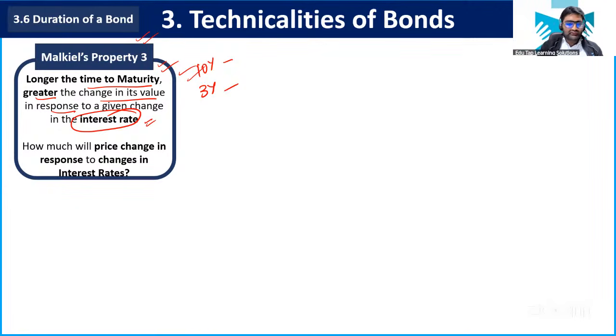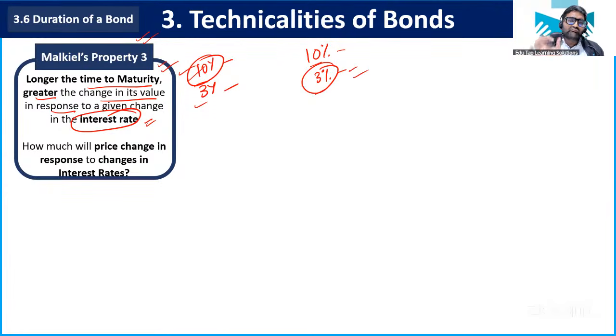Can you tell me, 10 years or 3 years? Which one will have greater changes? 10 years. As I said, more experienced, more sensitive. Now if I ask you, a 10% coupon rate bond and a 3% bond, which is more sensitive because of the changes in the interest rate, can you just tell me very quickly? 3%. Okay, I hope Malkiel's properties are very clear to you.